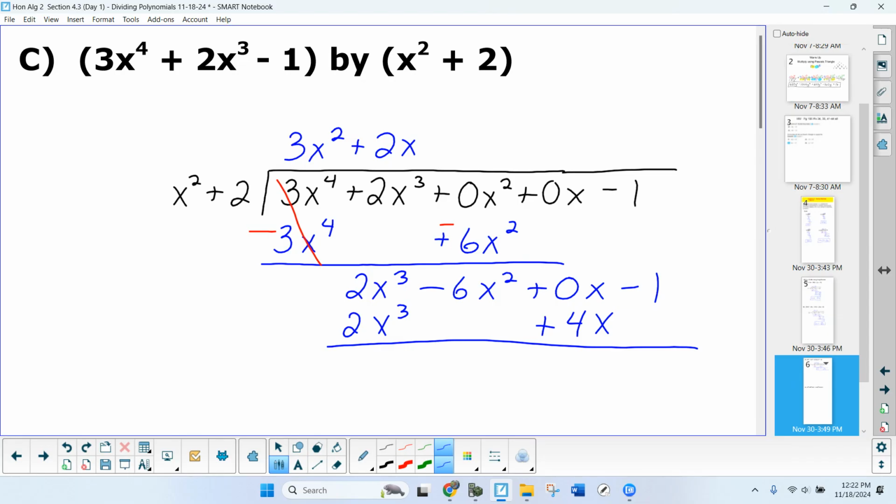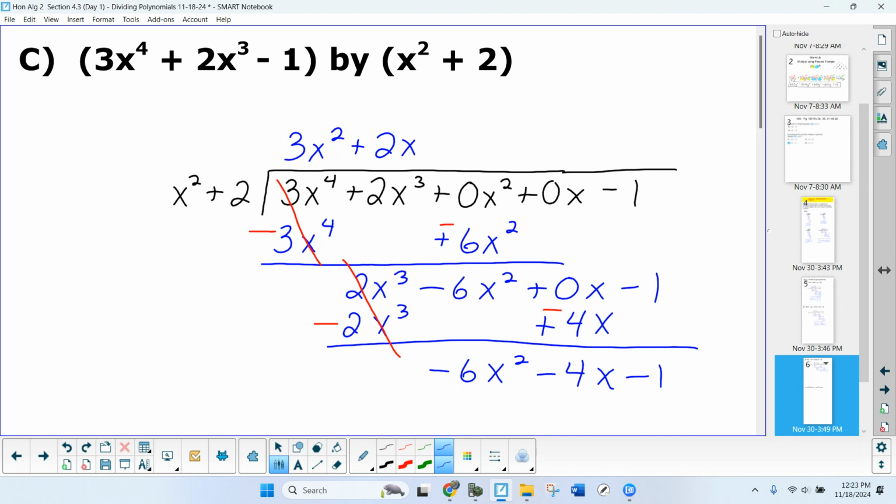Now you come in and you what? Subtract. What happens to the 2x to the thirds? Cancel out. What do you have left here? Negative 6x squared. And then negative 4x minus 1. Am I done yet? No, because the degrees are still the same.